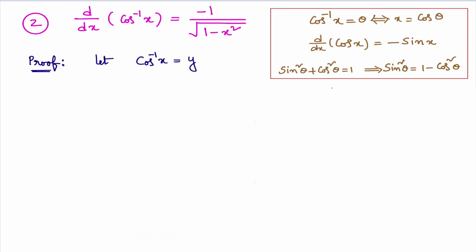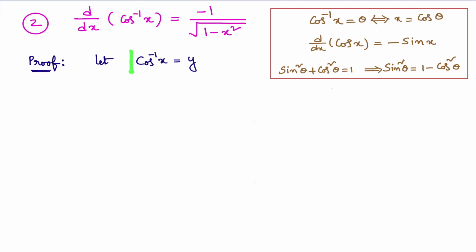In this, I'll take cos inverse x equal to y. You see here, I have taken cos inverse x equal to y. When I take cos inverse x equal to y, you need to keep one point in your mind. I am calculating d by dx of y. D by dx of y is nothing but dy by dx. So I am trying to calculate dy by dx.